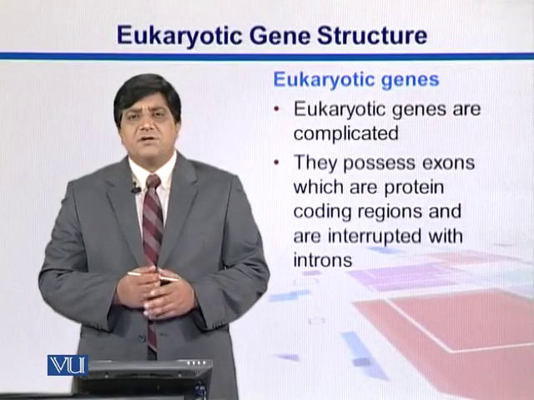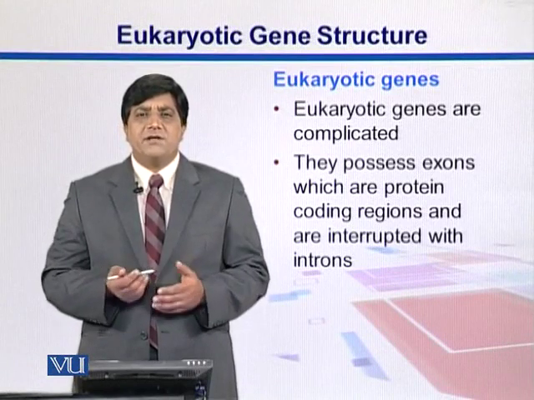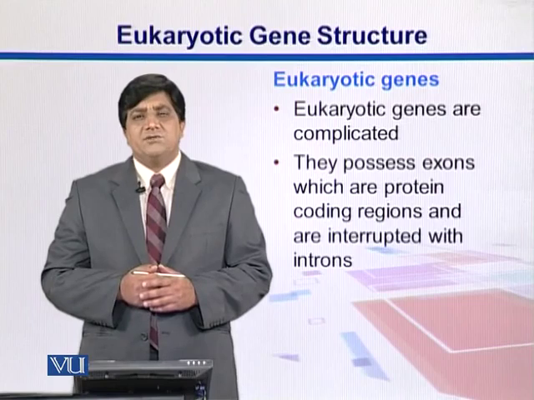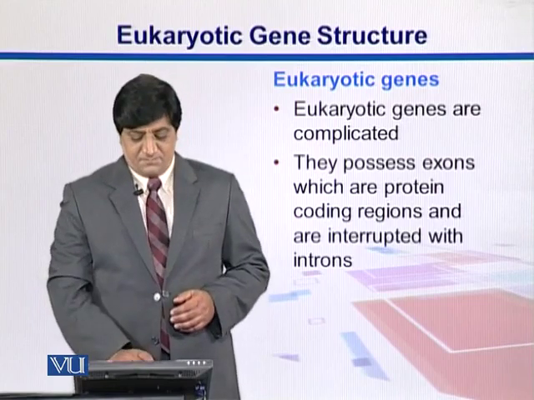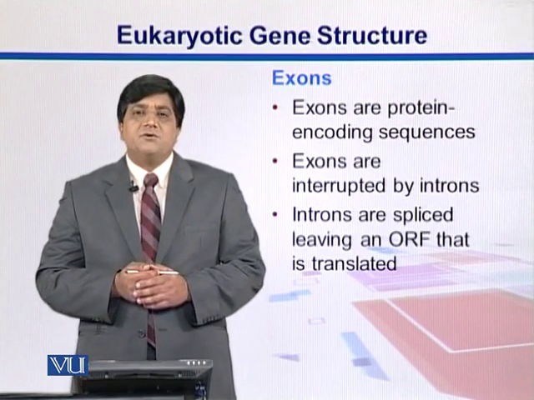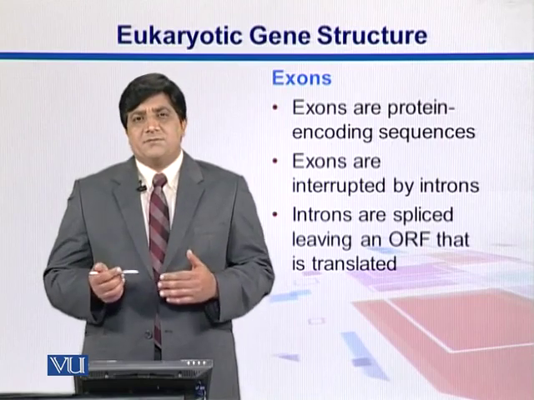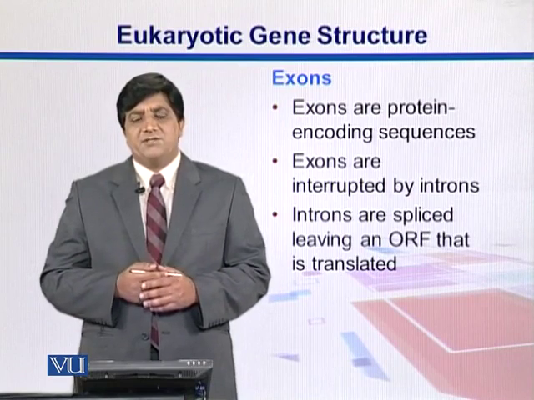So in this section we'll talk about the eukaryotic genes. Eukaryotic genes are relatively complicated. They are not as simple as prokaryotic genes. In eukaryotes, the genes have exons and introns. Exons are protein coding regions, and exons are spaced from one another, and in between them there are the introns.